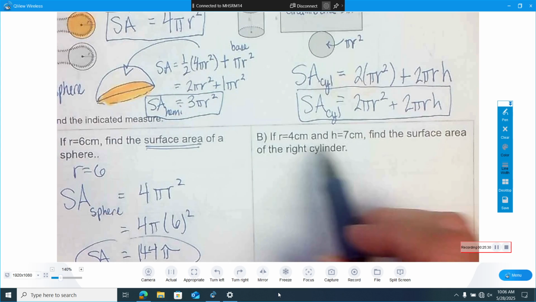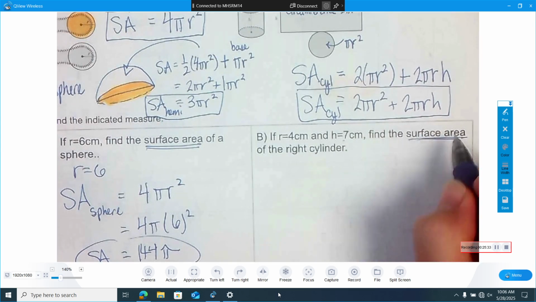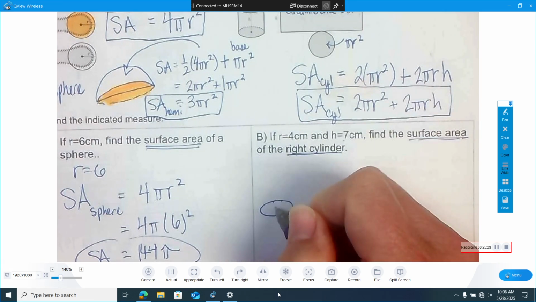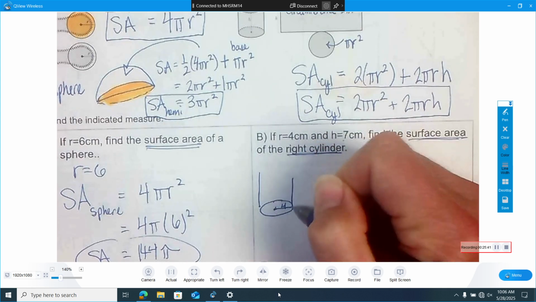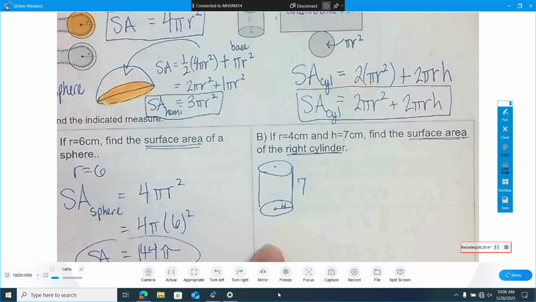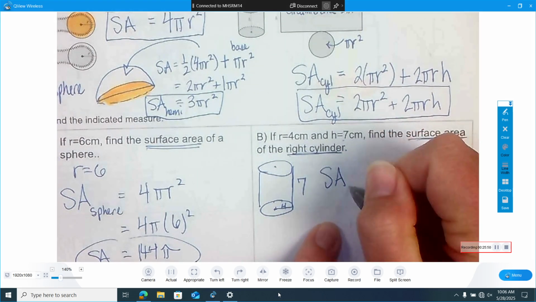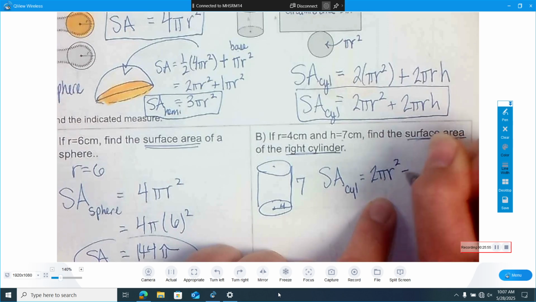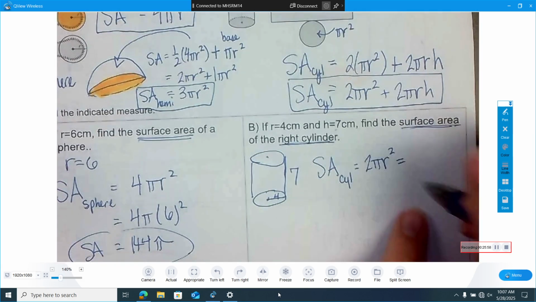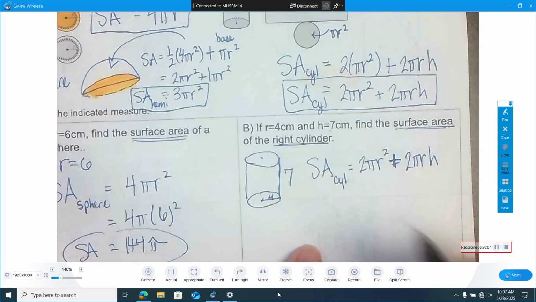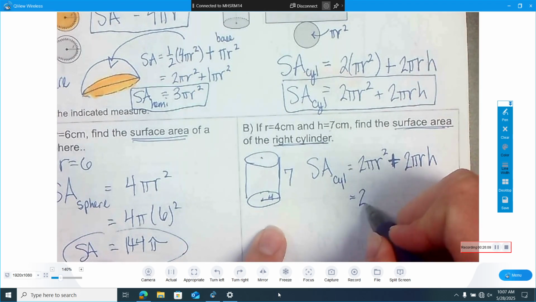Let's see. If r equals 4 and the height is 7, find the surface area of a right cylinder. So we have a radius of 4 and a height of 7 to get our cylinder there. All right, so the surface area of a cylinder is 2 pi r squared because we have a top and a bottom, plus the circumference times height for the area of the label. All right, and all we have to do is plug in our stuff here.